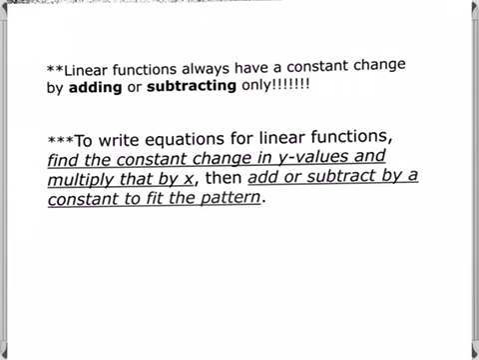To write equations for linear functions, and this is important, so star this, you're going to need this, and we kind of already used it. We want to find the constant change in the y values and multiply that by x. So the constant change is going to be addition or subtraction, but we're taking the number that's getting added or subtracted by in the change for the y's, and we're going to put that next to the x through multiplication. And then we add or subtract by a constant to help fit the pattern. And that's what we just did in the first example. And the more we practice, the more it'll make sense.